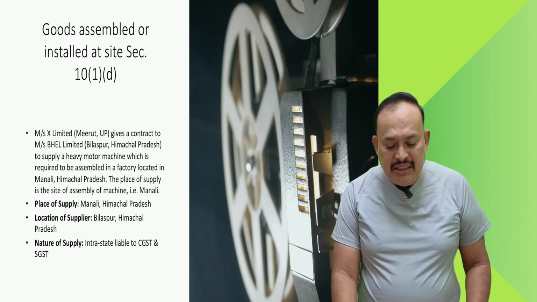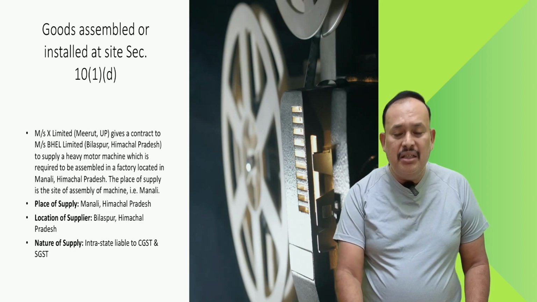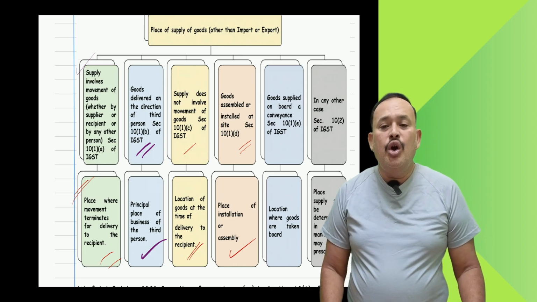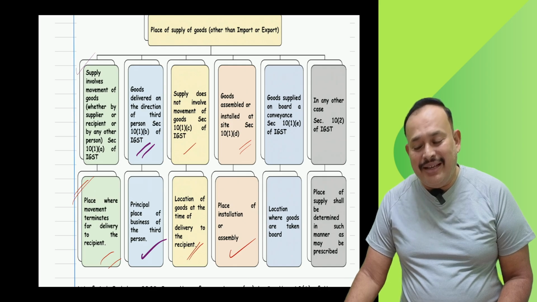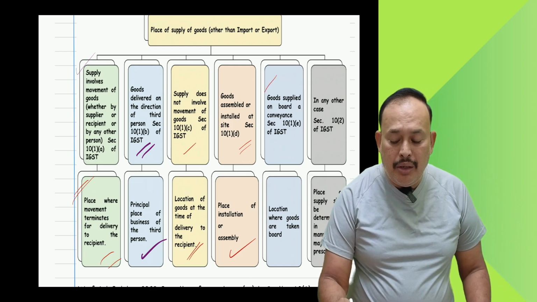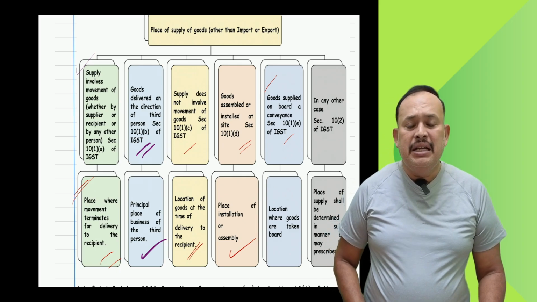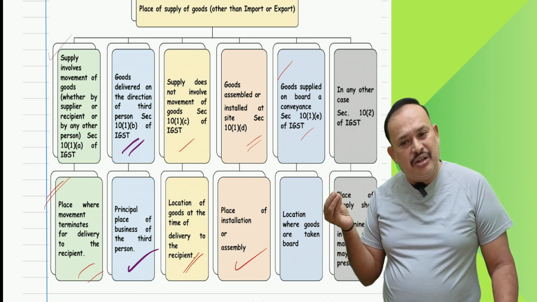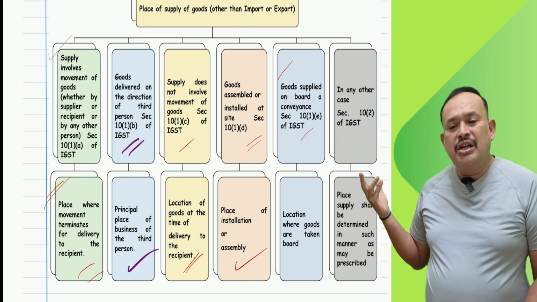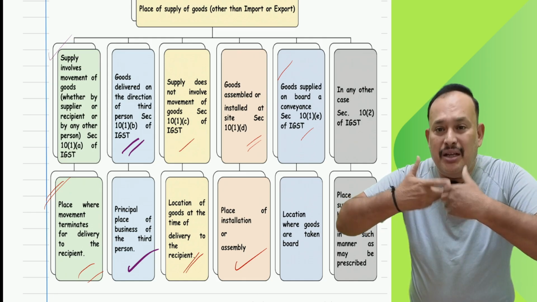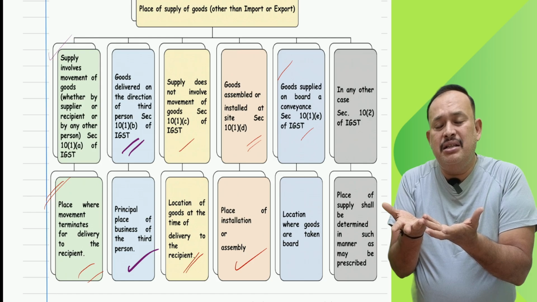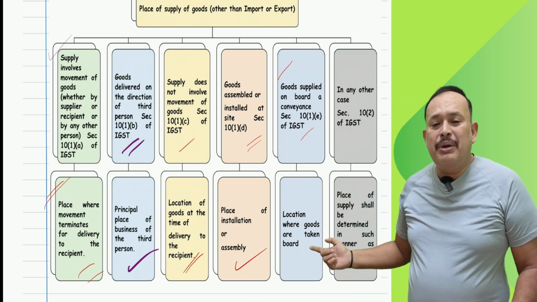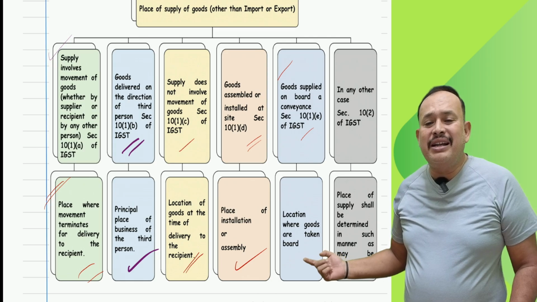Now coming to section 10(1)(e). 10(1)(e) talks about goods supplied on board a conveyance. What do you mean by conveyance? Here, my dear friends, vehicle, vessel, aircraft, rail is called a conveyance. So goods taken on board means into the vehicle or the train to sell during the journey. In that case, place of supply is equal to the location where the goods are taken on board.